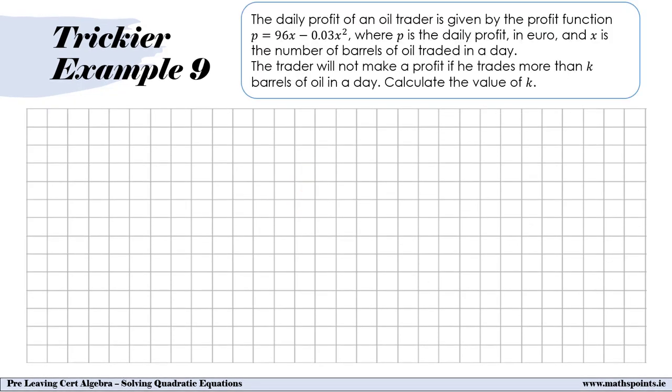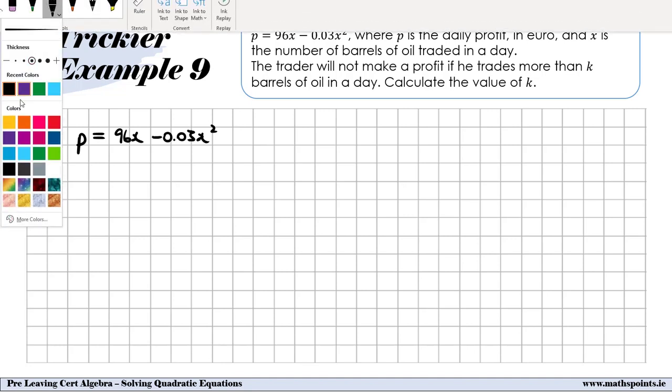Example 9 is a question taken from the Leaving Cert ordinary level paper. So again, it's a calculus question, and we're given a formula for the profit of a company, which is P is equal to 96x minus 0.03x squared, where x is the number of barrels of oil they trade in a particular day. Now the question asks us to find a value for x, or how many barrels of oil would be traded if they don't make a profit.